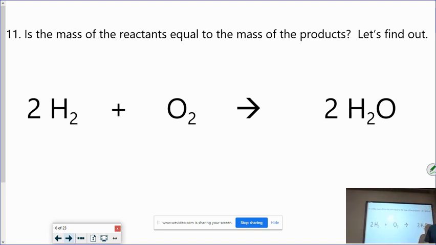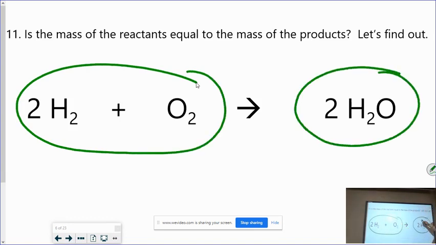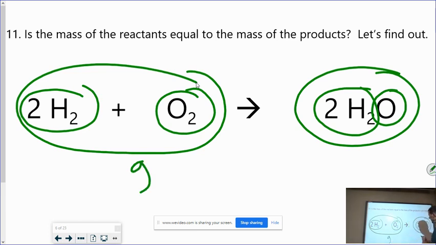So number 11. We are going to try to find out if the mass of this stuff equals the mass of this stuff. If we look at this, we see that there's 4 H's here, and there's 2 O's here. And over on this side, we have 4 H's here, and this 2 goes all the way through, so we end up having 2 oxygens there. Nothing is added, nothing is removed. Whatever we start with is there at the end. And we want to find out if the grams of this stuff equals the grams of this stuff.